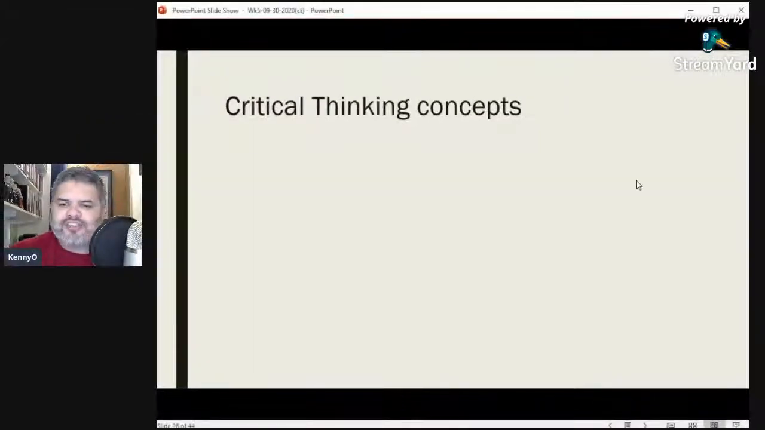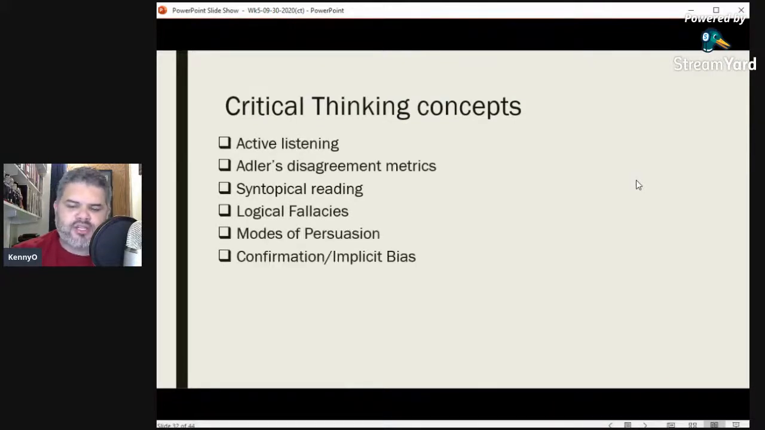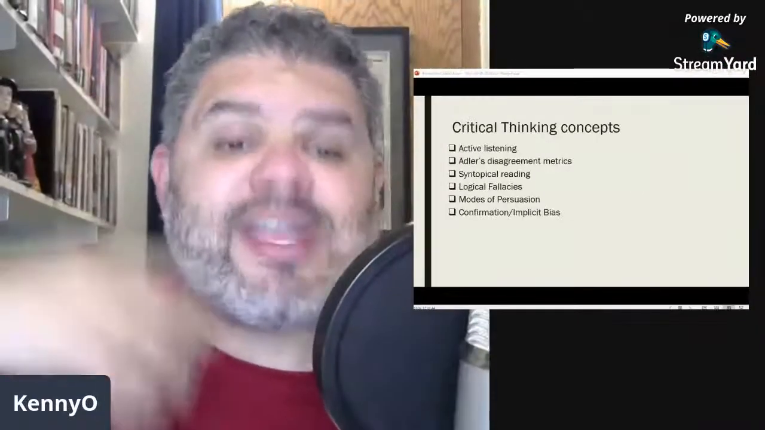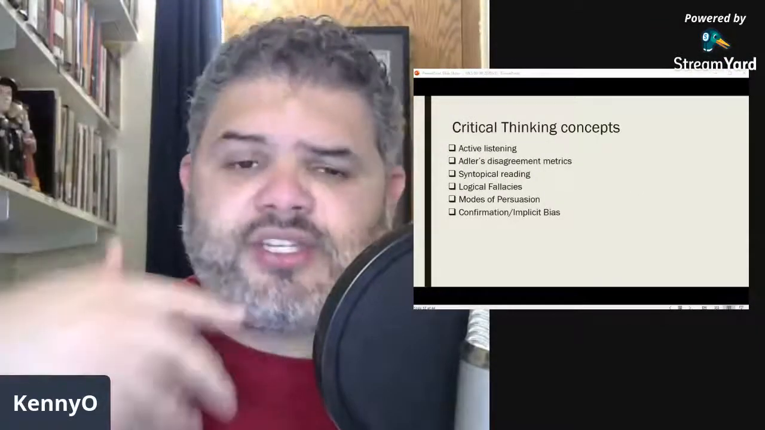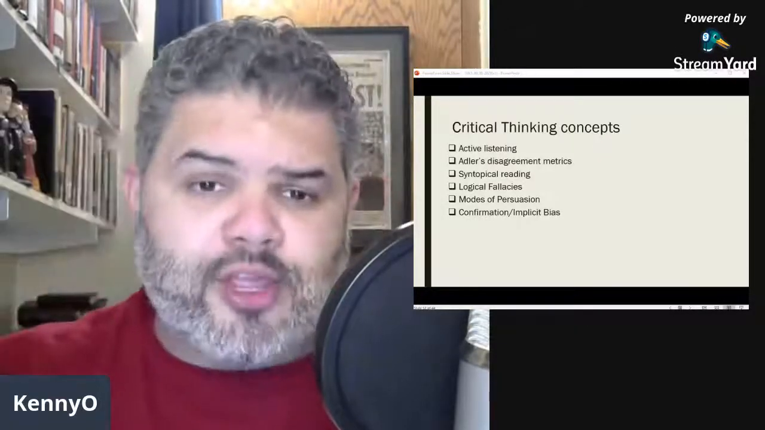So for my students, things like active listening, Adler's disagreement metrics, we've already talked about that in this video, some topical reading, logical fallacies, modes of persuasion, confirmation bias. These are all things. Let's say there's a piece of evidence that someone is bringing against, this is a counter argument, or an argument against your thesis. You could put forth that argument. You're going to interact with it.